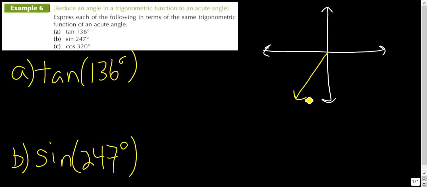We know that sine is all related to its y value. So down here, we have a negative y value. So we're going to have a negative sine.